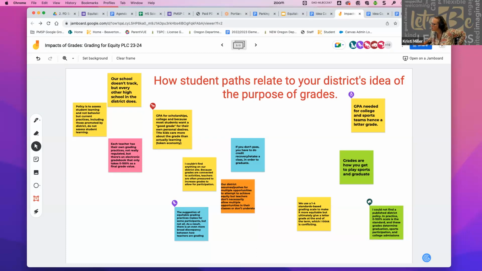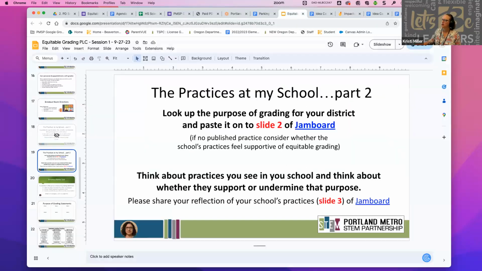There are a lot of good things here. I see a lot about sports and being able to play, and maybe in college. I saw one here that was like the electronic gradebook just does a 0 to 100 scale. Like, that's what we use, right? So therefore, that's why we do grades. So a lot of good stuff here. And the idea is here just to kind of get you thinking about it.